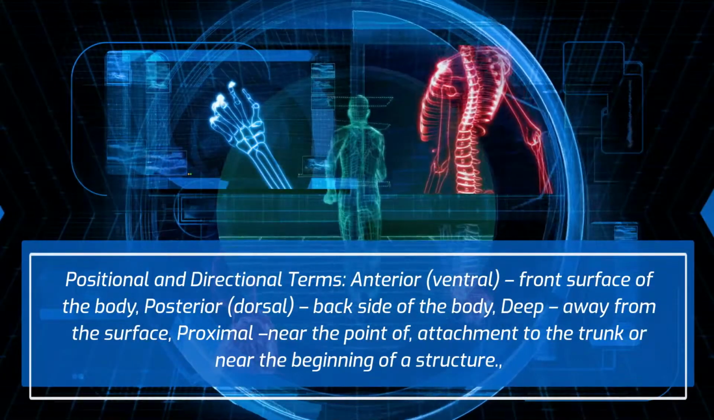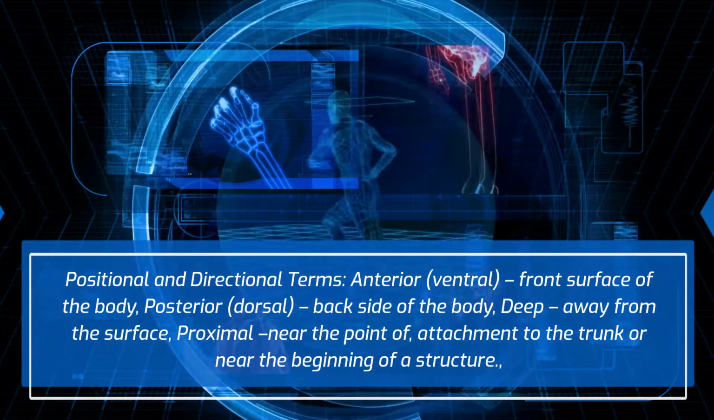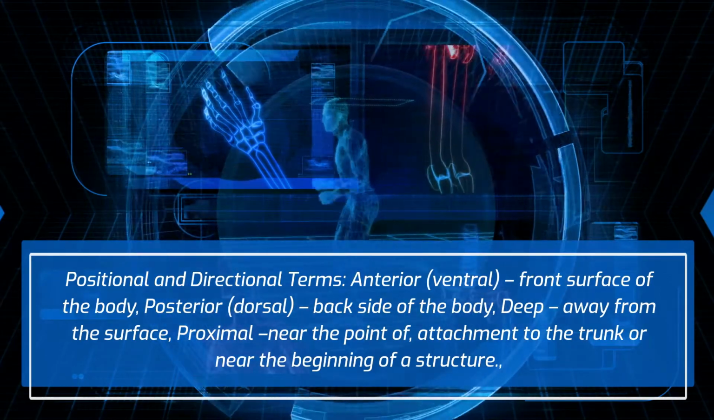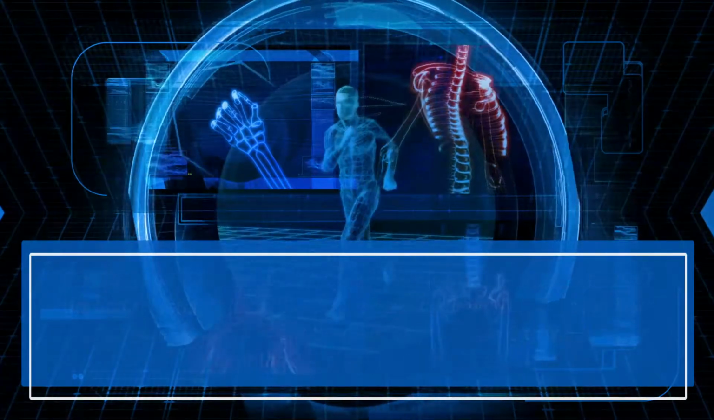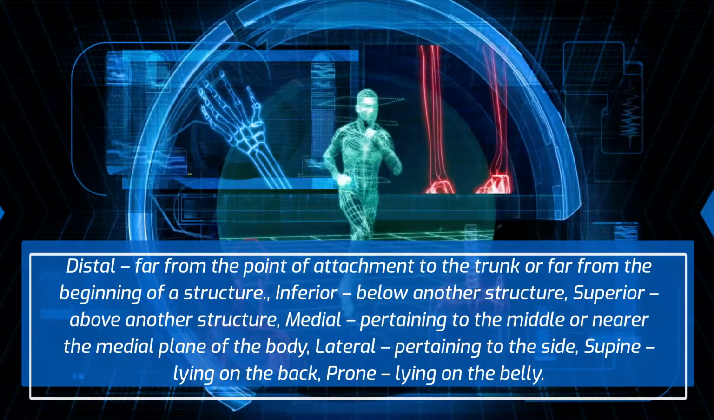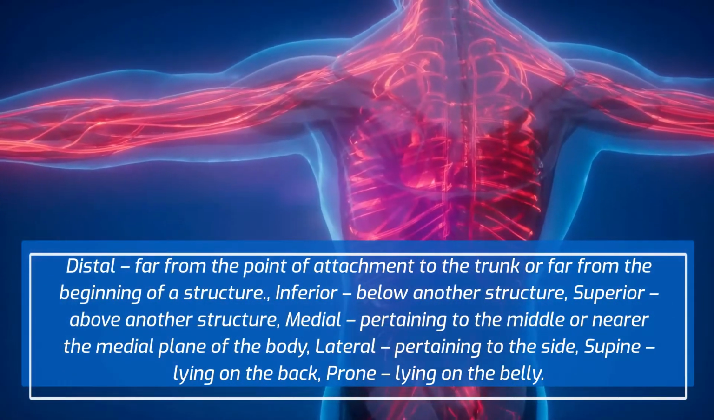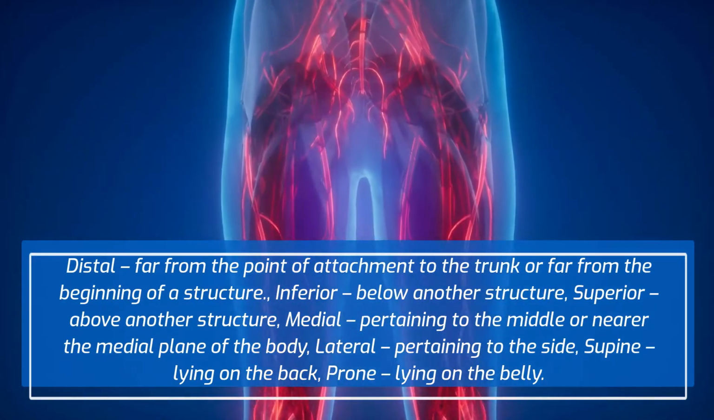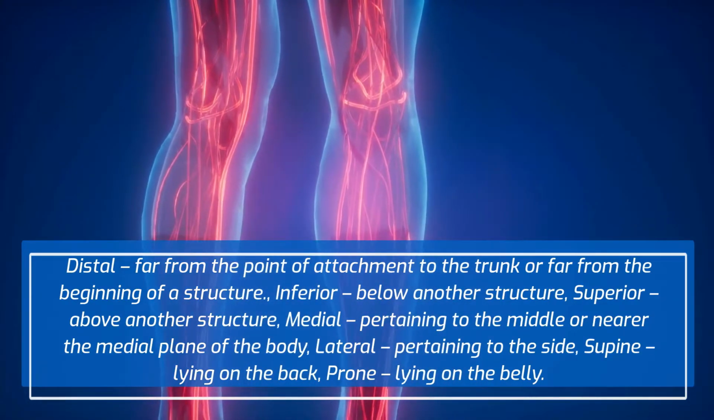Positional and directional terms: anterior, ventral, front surface of the body; posterior, dorsal, back side of the body; deep, away from the surface; proximal, near the point of attachment to the trunk or near the beginning of a structure; distal, far from the point of attachment to the trunk or far from the beginning of the structure; inferior, below another structure; superior, above another structure; medial, pertaining to the middle or nearer the medial plane of the body; lateral, pertaining to the side; supine, lying on the back; prone, lying on the belly.